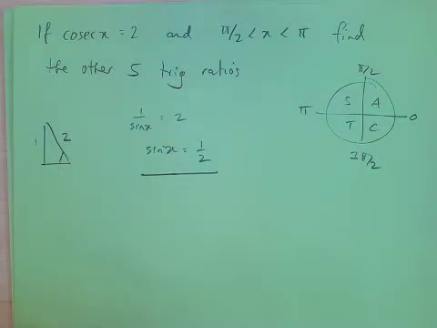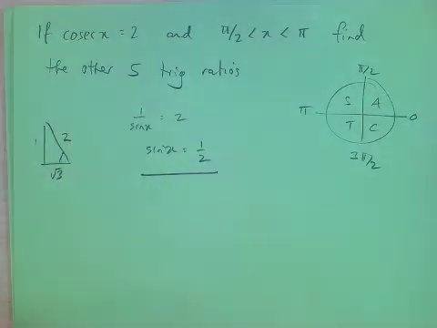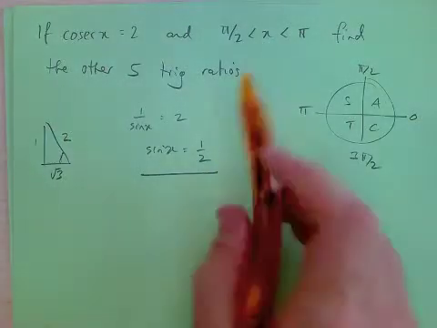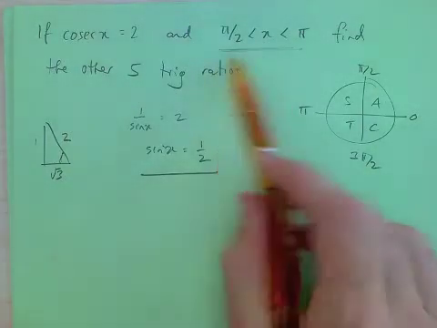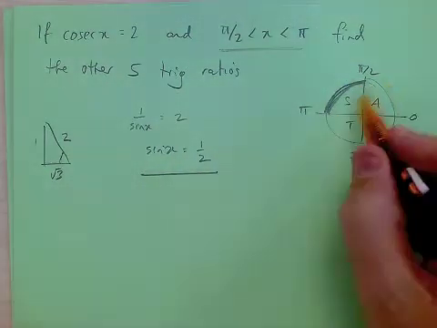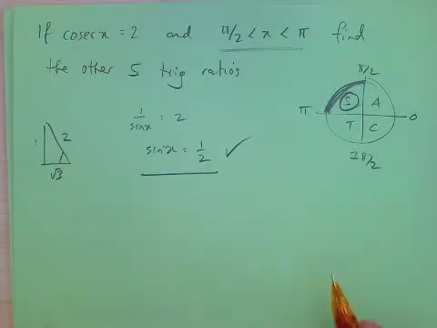I can use my triangle then to get the third side of this triangle. So 2 squared minus 1 squared. There we go. So straight away then, I need to just double check the signs of these. I know that x is between pi on 2 and pi. So I know that the only one that is positive is sine, and therefore cosec as well. So I know that that's going to be fine.